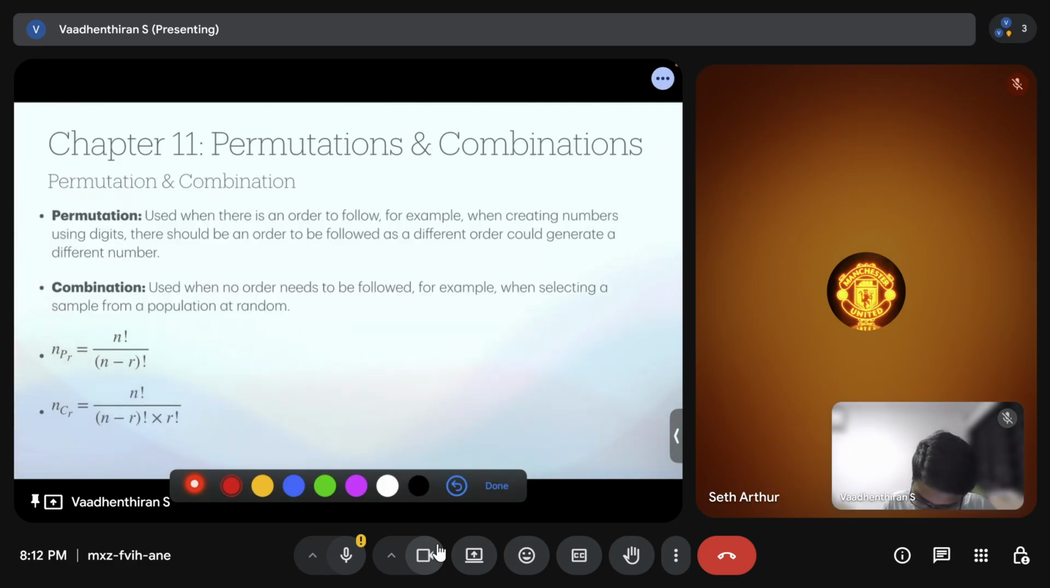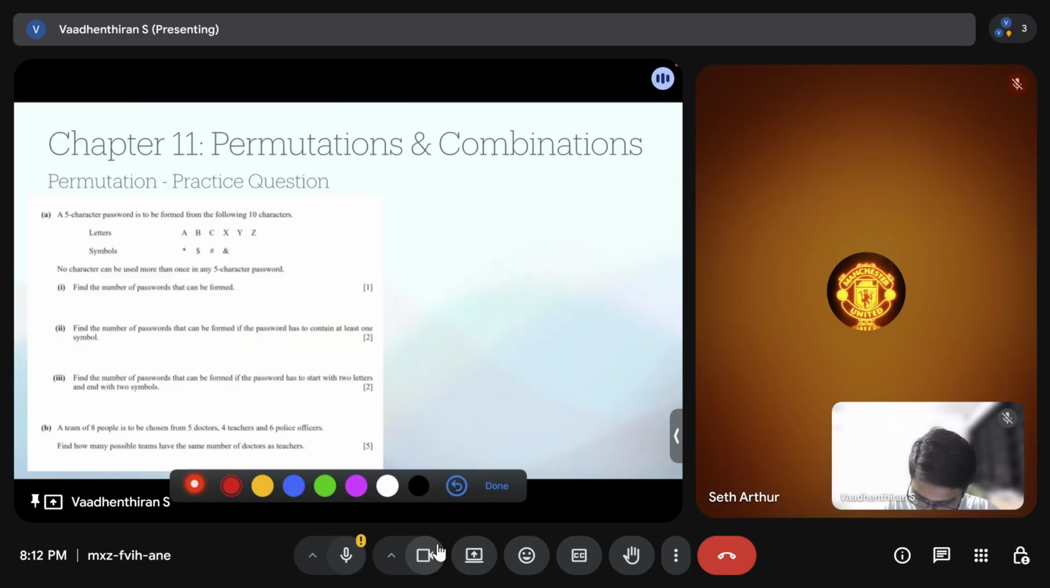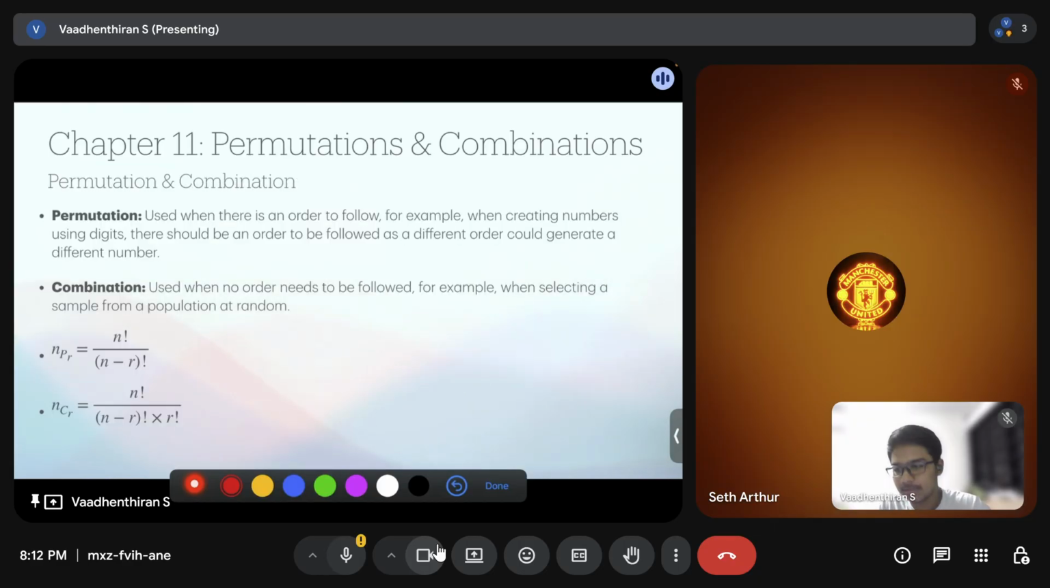We'll move on now. So permutation and combination. Basically both are mostly similar, but you need to know where you are going to use it. Mainly, these questions will always ask you to find the number of attempts you can make or the number of passwords, something like that. But permutation is used when there is an order to follow. If there's a different order, the whole result might change. So when there is that kind of case, you use permutation.